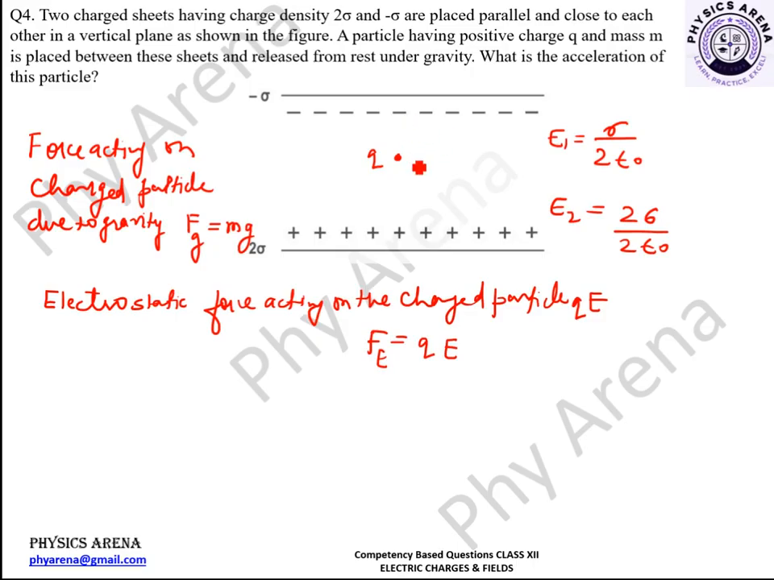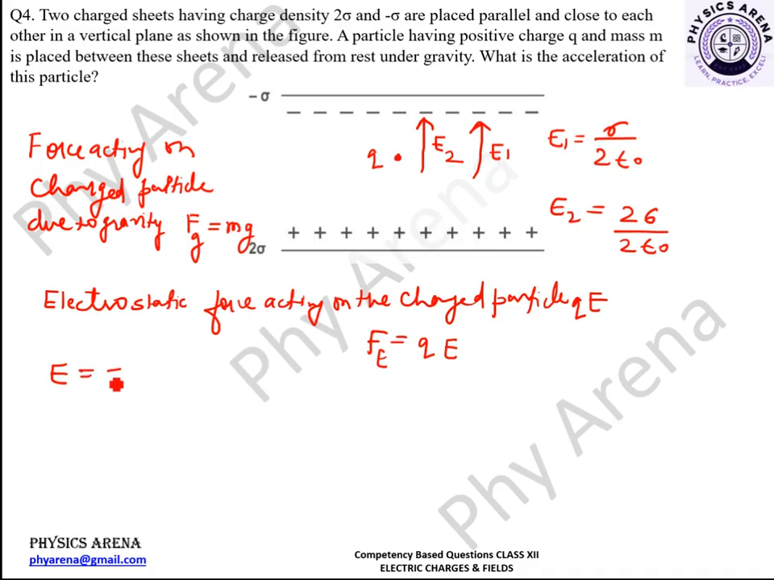Now we need to find the direction of these fields as well at this point. We know that the electric field due to a positively charged sheet is directed away from the sheet. So this is the direction of E2, the field due to this positively charged sheet. And the electric field due to a negatively charged sheet is directed towards the sheet. So this is the direction of E1, the field due to the negatively charged sheet. Both electric fields point in the same direction, and hence we can find the net electric field E as the sum of these two fields.